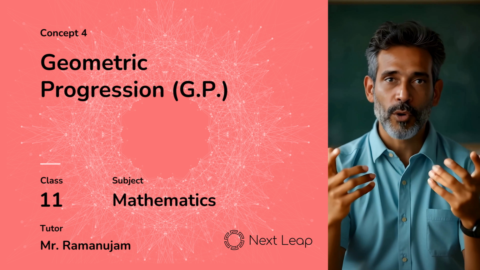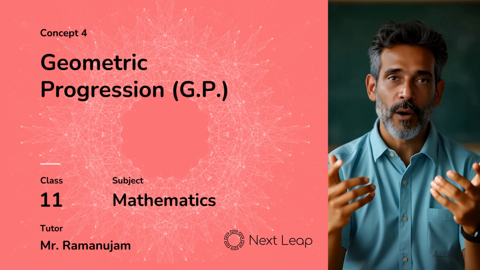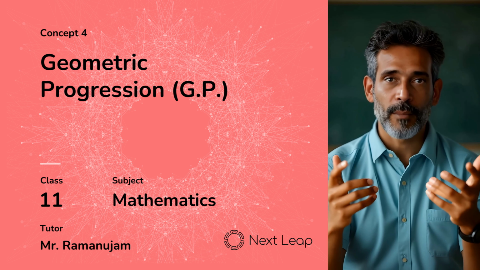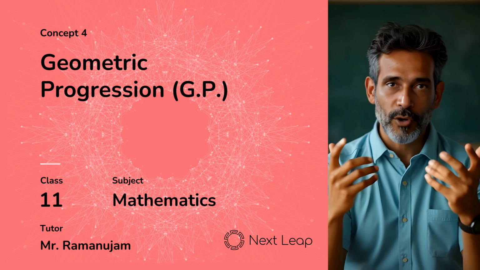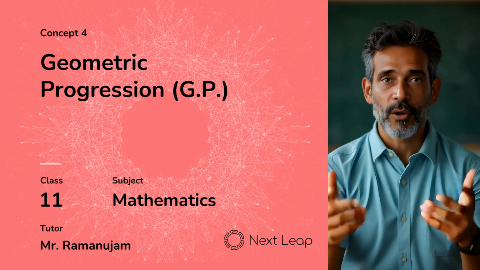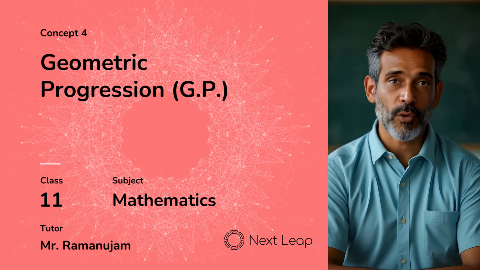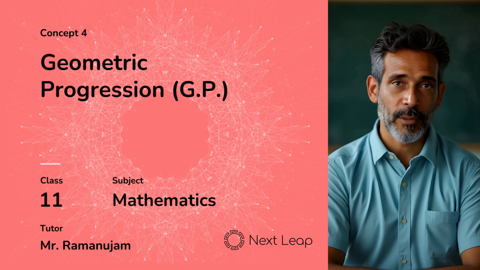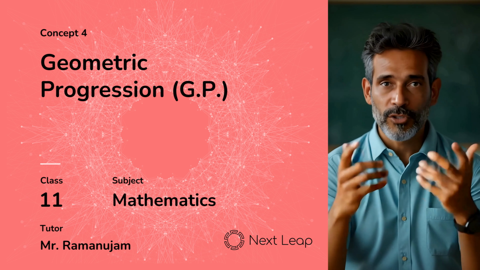Such patterns form what we call a geometric progression or GP. A sequence is called a GP if each term is obtained by multiplying the previous one by a constant number called the common ratio. For example, 2, 4, 8, 16. Here each term is twice the previous, so ratio equals 2.